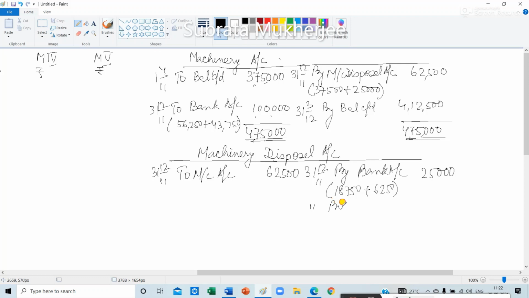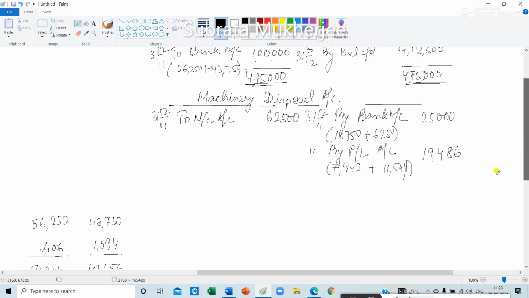What is the loss that you have incurred? So by P&L account, this is 7,942 plus 11,544. So the loss on sale of the two machines was rupees 19,486. The balancing figure is the amount of depreciation that was written off and which is there in the provision for depreciation account. This is rupees 18,014. I will show you how I arrived at 18,014.